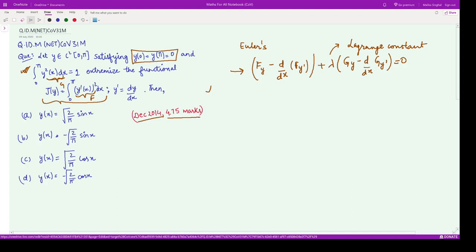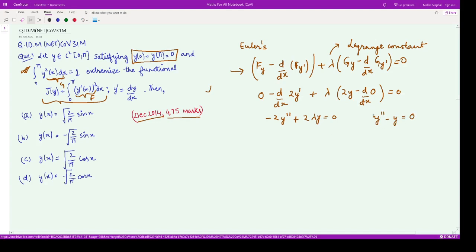Our f is y dash square, so f of y would be 0 because it is independent of y, minus d/dx of f y dash, which would be 2y dash, plus lambda times what is g of y. Our g is y square, so g of y would be 2y, minus d/dx of g y dash, which would be 0 because it is independent of y dash. So here we have minus 2y double dash plus 2 lambda y is equivalent to 0, or we can write y double dash minus lambda y is equivalent to 0.